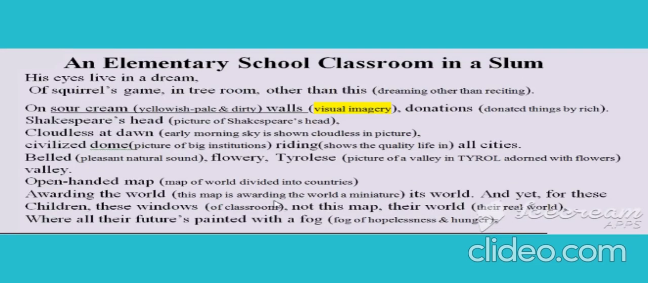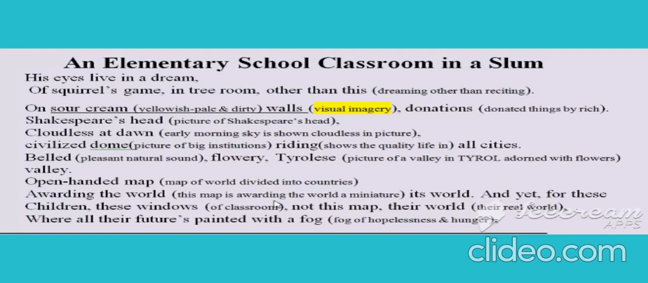Okay, dear students, to the second part of An Elementary School Classroom in a Slum, class 12th. We talked about many children in the elementary school classroom in a slum, and we were talking about one boy who is looking outside. Let us see what he was dreaming. His eyes live in a dream of a squirrel's game in a tree room. The others were reciting, and this boy was watching outside. What did he find there? He found a tree room in which there was a squirrel playing games. So he was busy looking at the game of squirrels in a tree room.